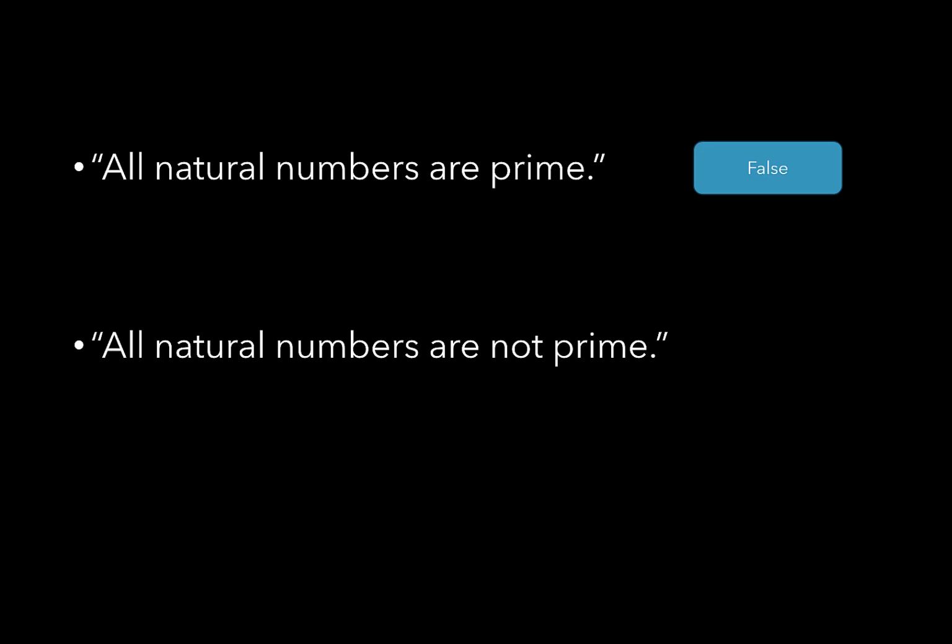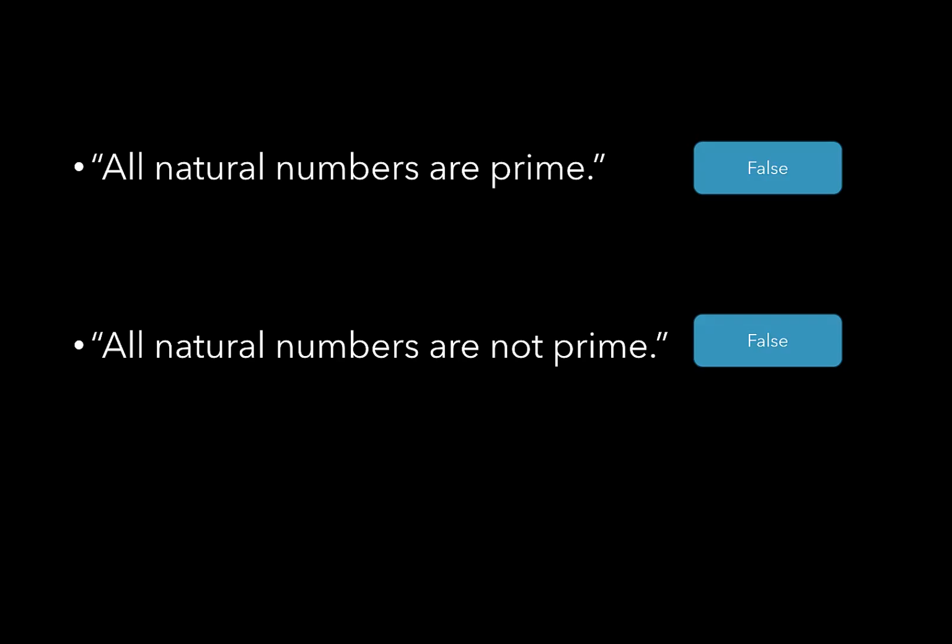Let's start with a statement you may already know is false. All natural numbers are prime. We know this statement is false because we have numbers like 4 and 6 that are not prime. Now, suppose we try to negate this statement by just adding the word not. That would say all natural numbers are not prime. This is also false. We have numbers like 2, 3, and 5 that are prime.